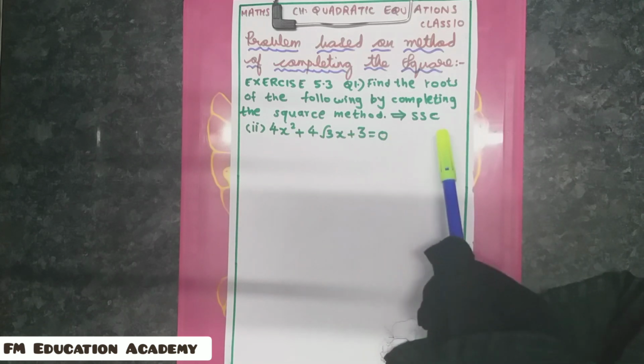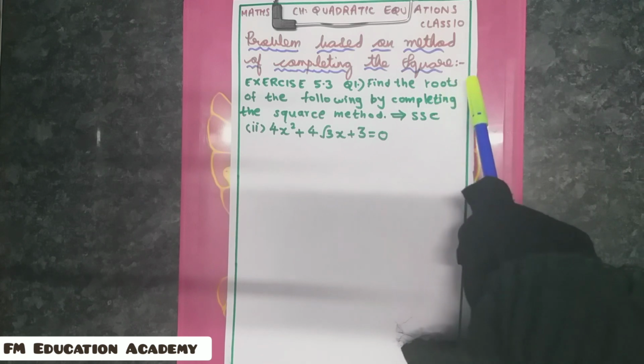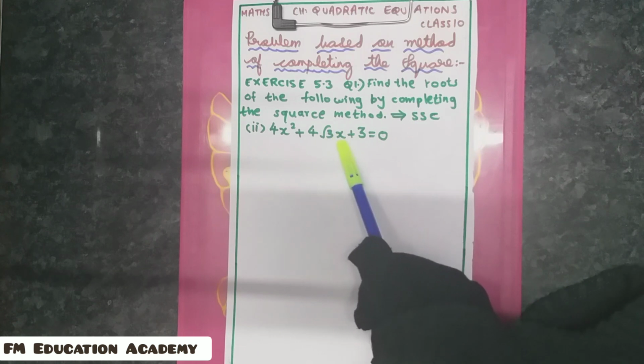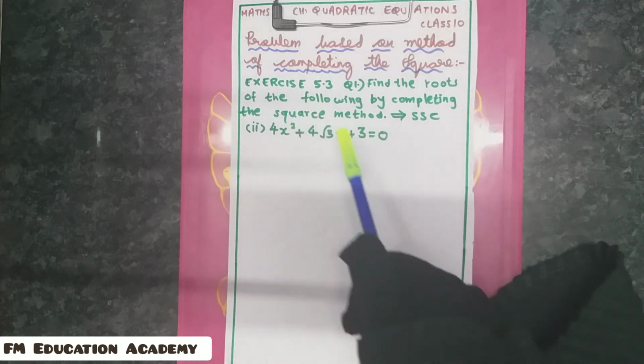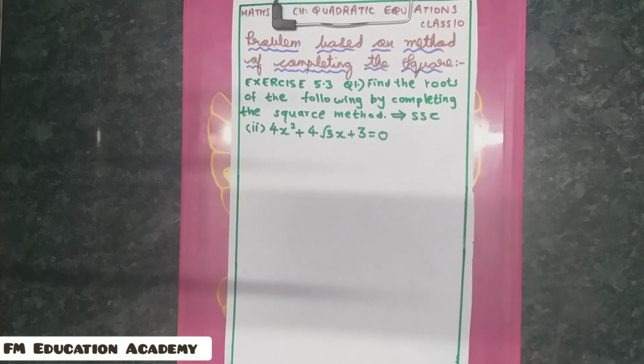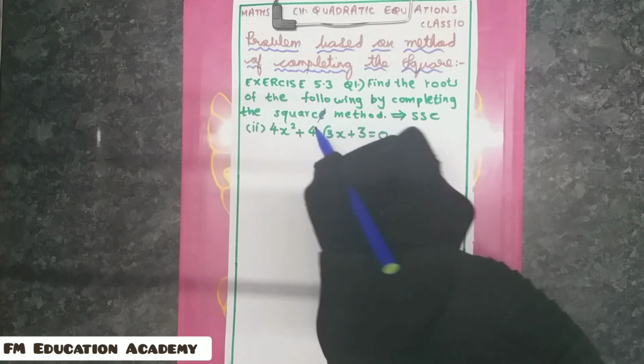So did you understand the question? You have to find the roots by using the completing the square method. It means that you have to find the value of x from this equation, and the method you are going to use is completing the square method. So what is the completing the square method? It means that we are going to have squares in this.